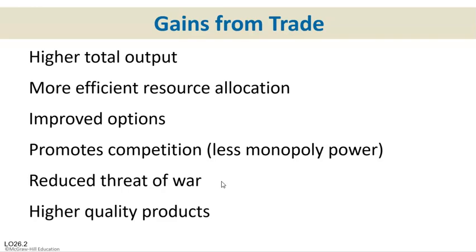We've seen from the past that when countries trade with each other, they're much less likely to go to war with each other. And then the last one is higher quality products. So when we trade around the globe, those countries that make the good the best can specialize in making that good. So we actually achieve higher quality products when we trade.